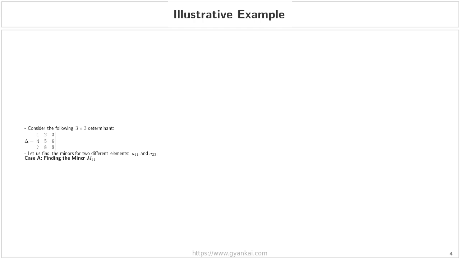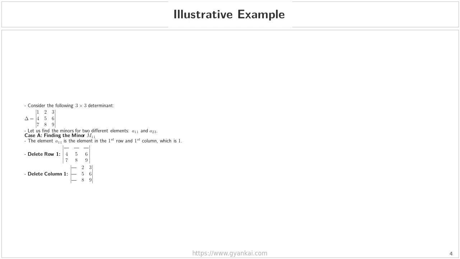Let's start with case A, where we are finding the minor m sub-1,1. First, we identify our target element. The element a sub-1,1 is located in the first row and the first column, which is the number 1. Following the steps we just learned, our first task is to delete the entire first row. You can see here that the first row has been struck out. Next, we must also delete the entire first column.